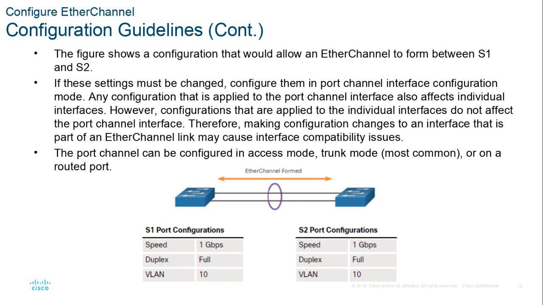Now, the example here, they're VLAN 10, access mode. Not very common between switches. Normally you want switches to be in the trunking mode. That's the most common.